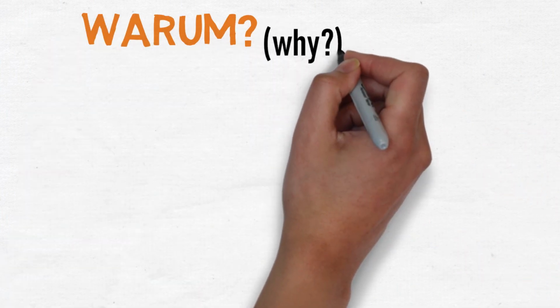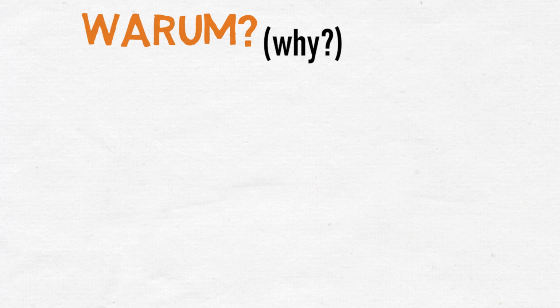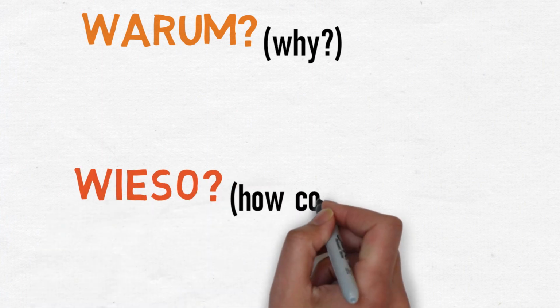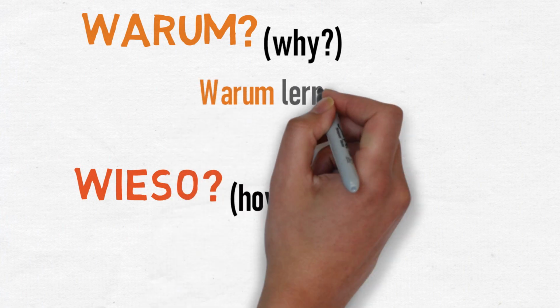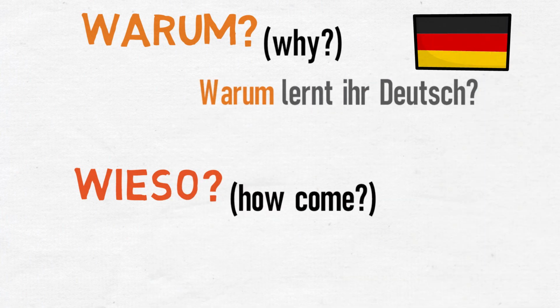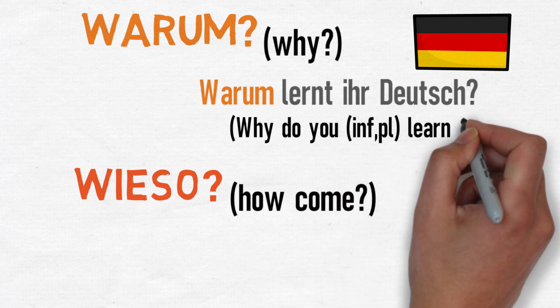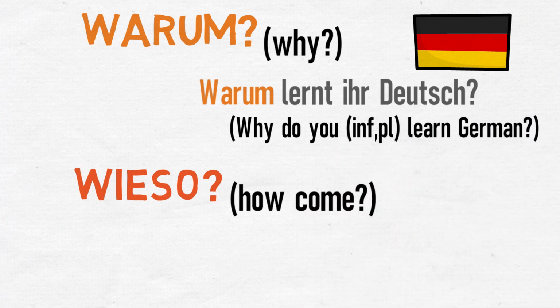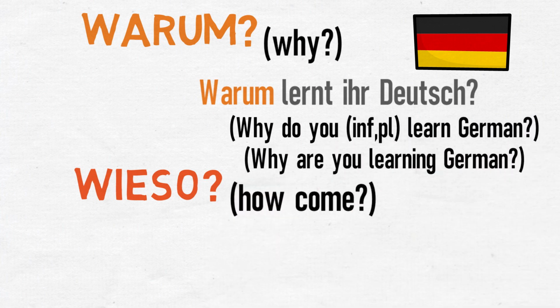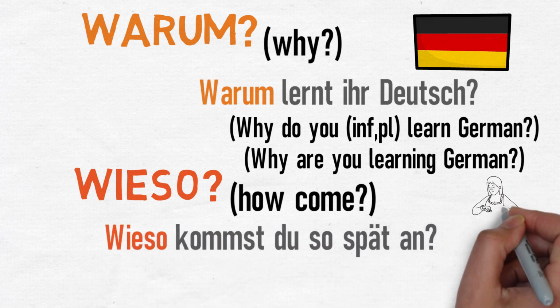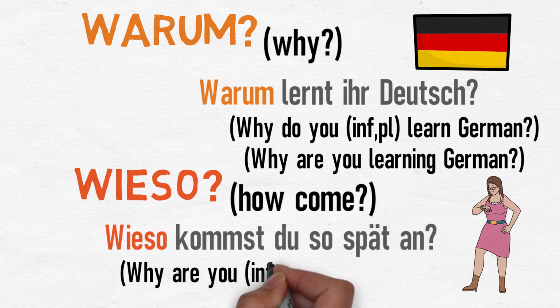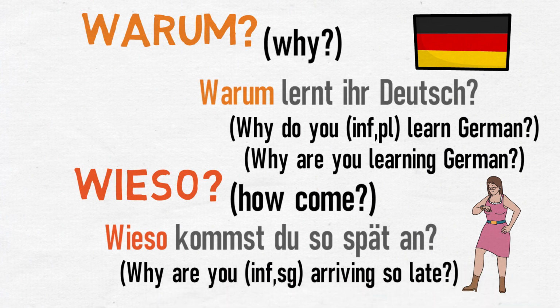The next question word is warum, why. You can also use the word wieso, how come, to achieve the same thing. Warum lernt ihr Deutsch? Why do you, informal plural, learn German? Or why are you learning German? Wieso kommst du so spät an? Why are you, informal singular, arriving so late?